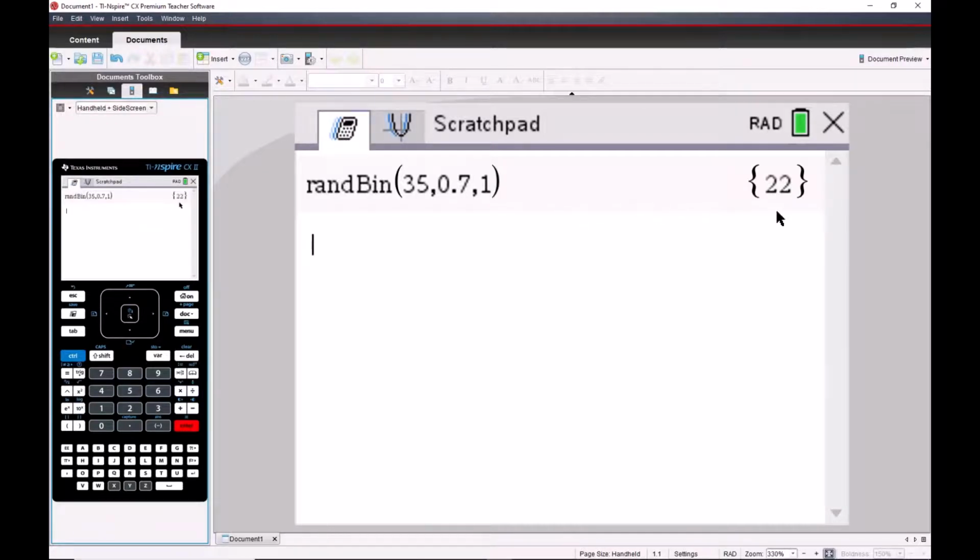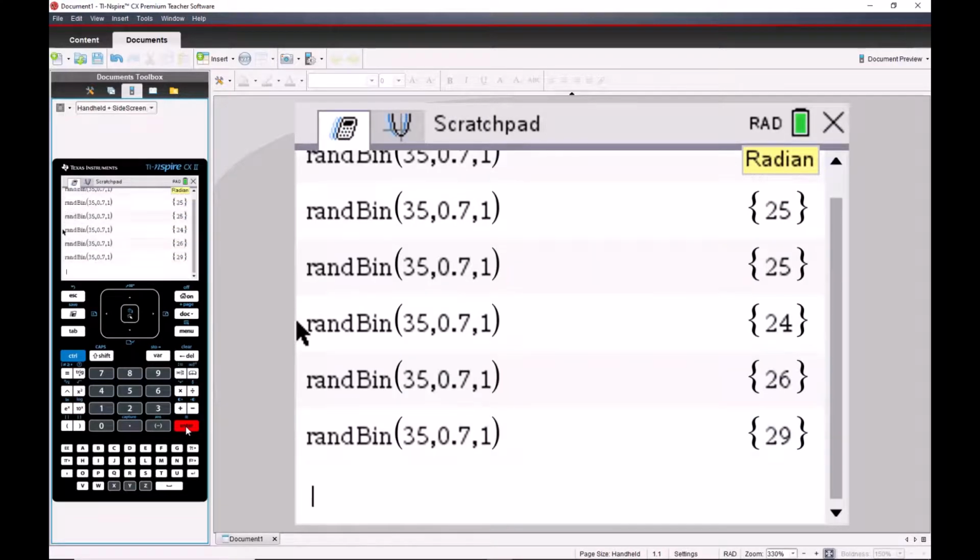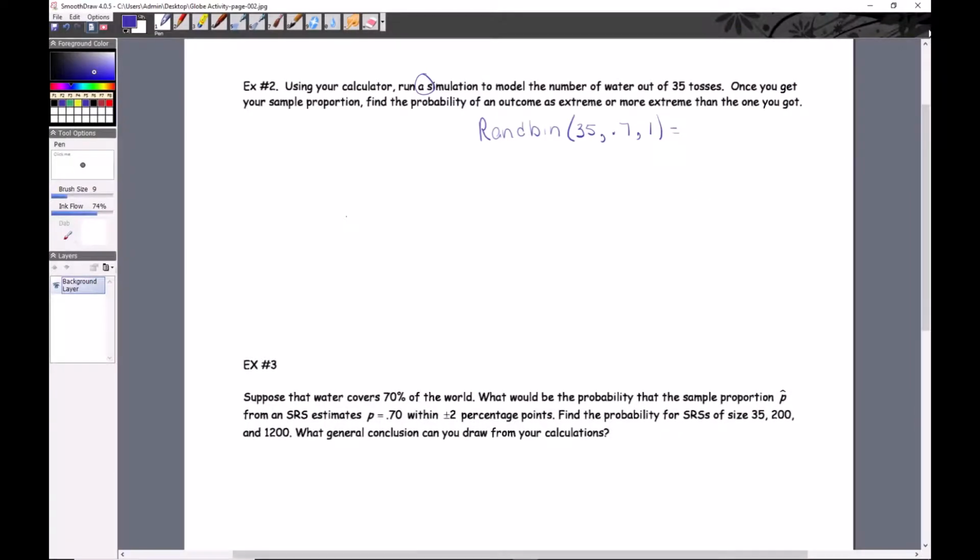Now, I'm not going to use 22 because my notes have 27, but we could just keep doing this and eventually we would see 27. Oh, there's one. So let's just say that we did this and we got an outcome of 27. That means we create a sample proportion p hat, and that's going to equal 27 over 35, and that'll give us 0.7714. So there's our sample outcome.